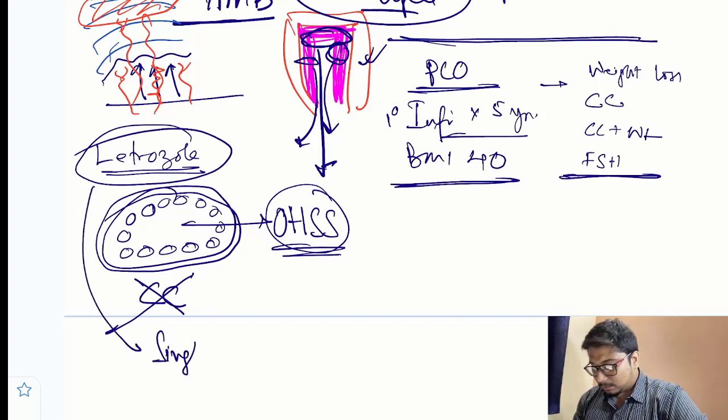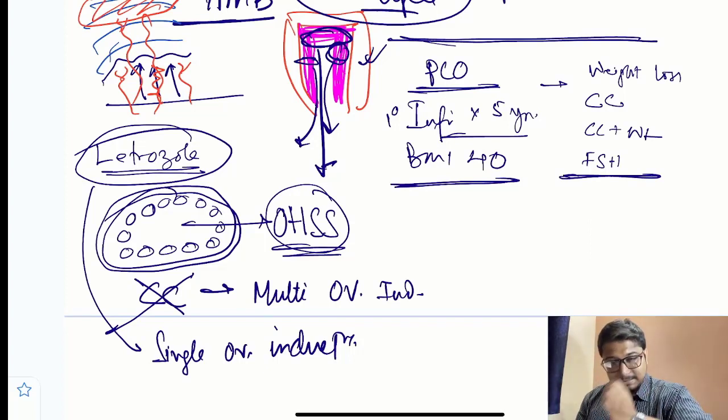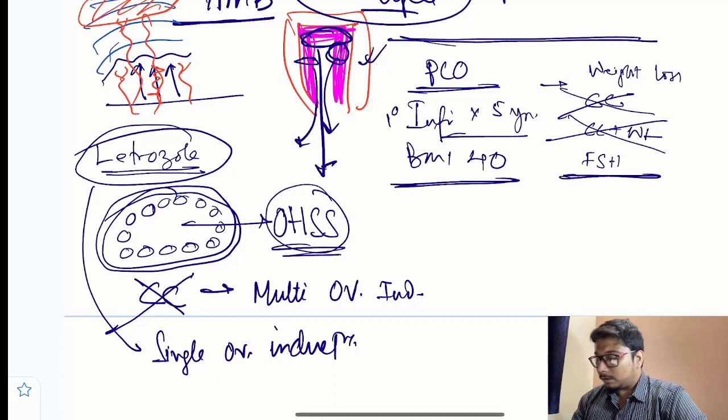single ovulation induction. So this is single ovulation induction or controlled ovulation induction. CC is multiple ovulation induction. So CC is a drug that, at least for your exam purposes, is not given in PCO. Infertility specialists give them in very monitored and special setups in certain cases, but for practical purposes, exam purposes, MCQ purposes, CC, if you see, that is gone and gone.